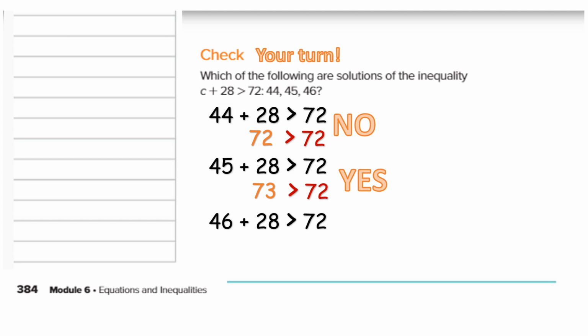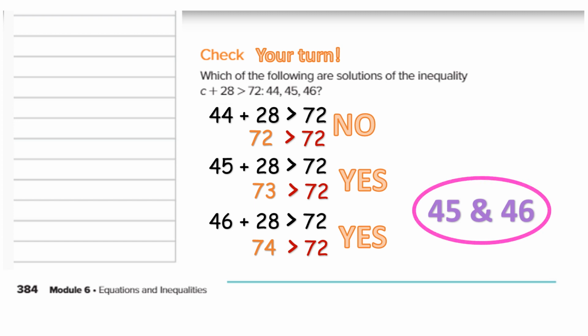And then I do 46. I'm showing my work. 46 plus 28. Well, I bring down my greater than 72, and then I add 46 and 28, and I get 74, and that answer is yes as well. 74 is indeed greater than 72. So what are my answers? 45 and 46. And then I circle my answers.